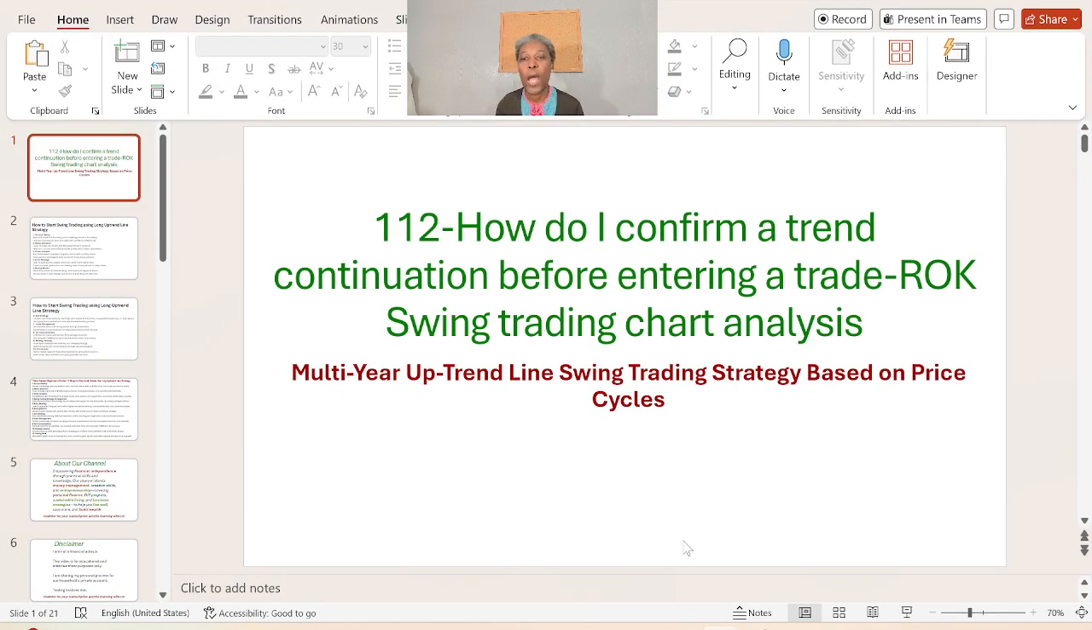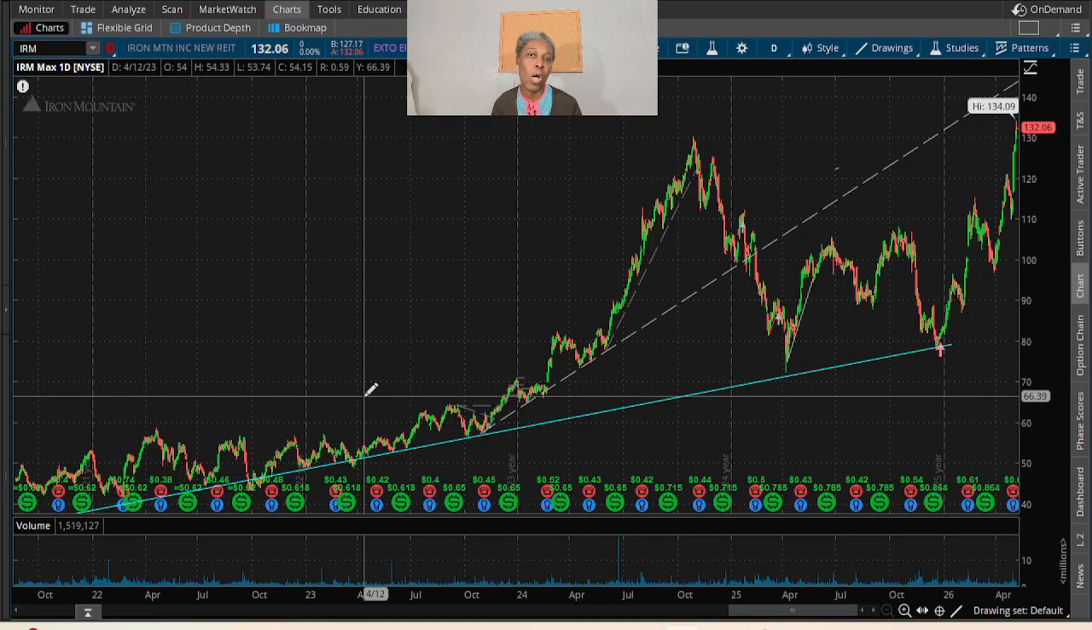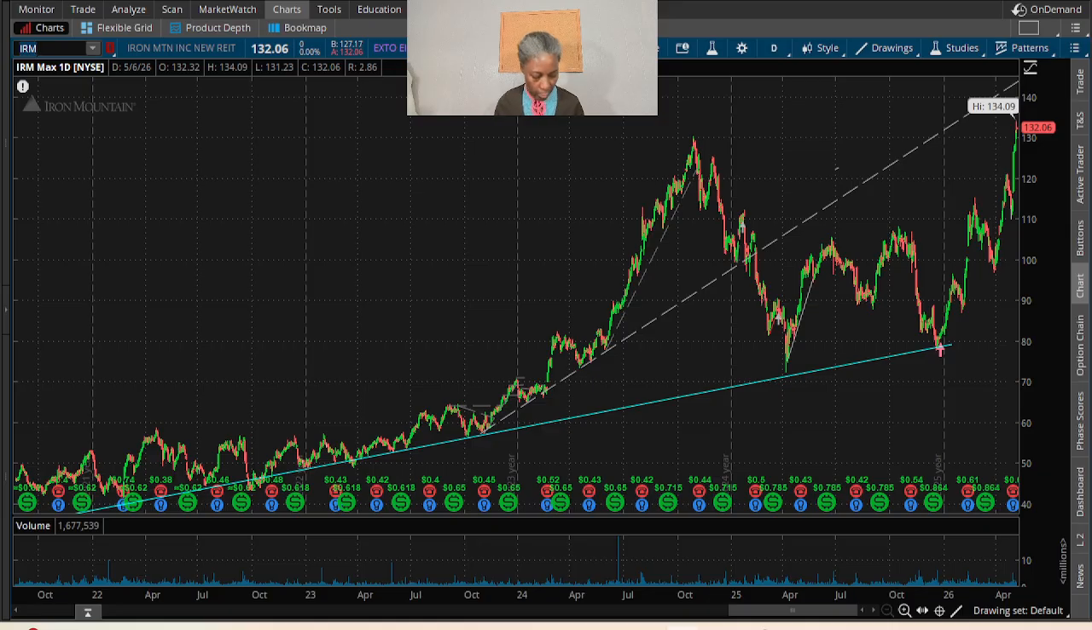Hello, how do I confirm a trend continuation before entering a trade? Let's take an example of ROK as of May 7, 2026 to show how I enter a trade.